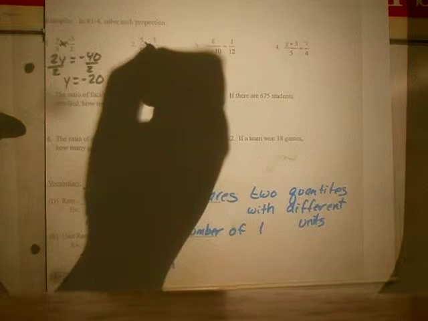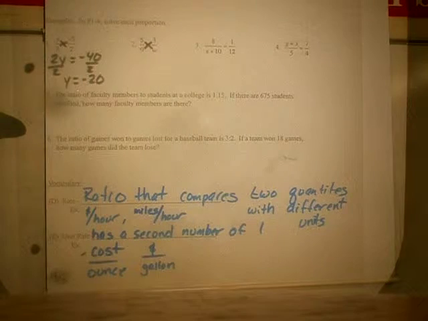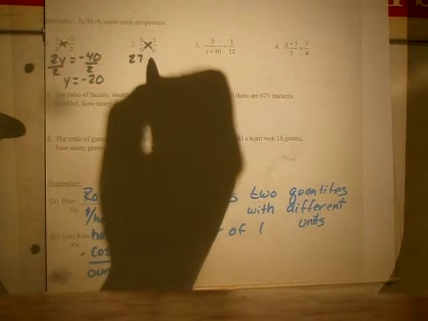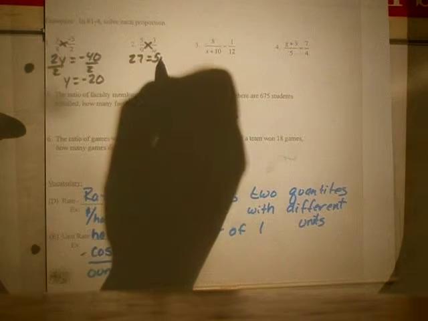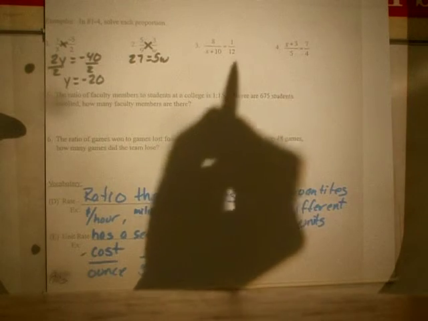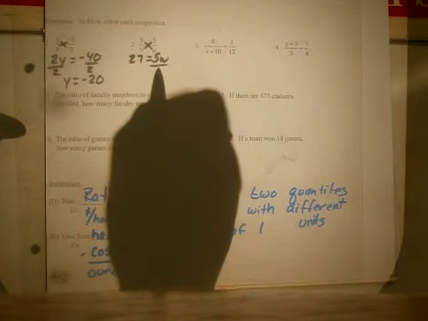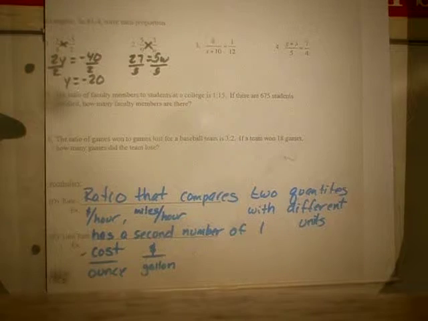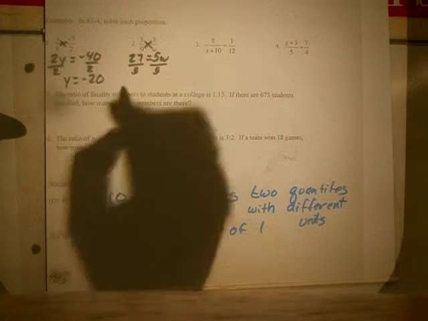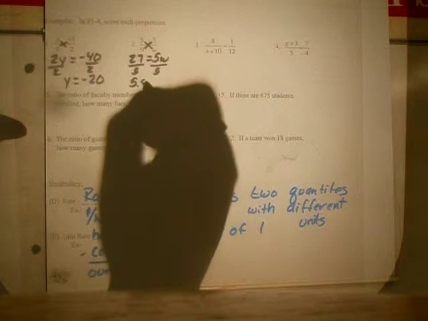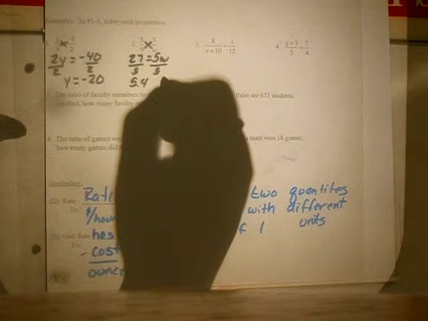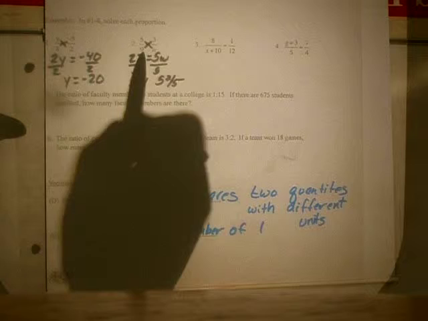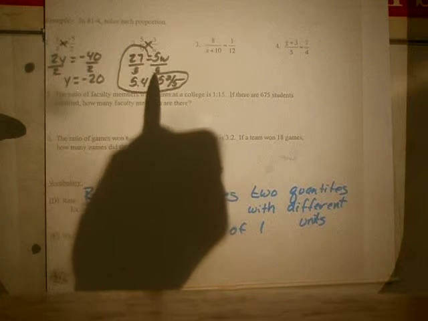Number 2, if we cross multiply, 9 times 3 is 27. 5 times w is 5w. From there we divide both sides by 5. I don't care if you want to leave it as 27 over 5. As a decimal it would be 5.4. As a mixed number it would be 5 2/5. Any of those three is fine.